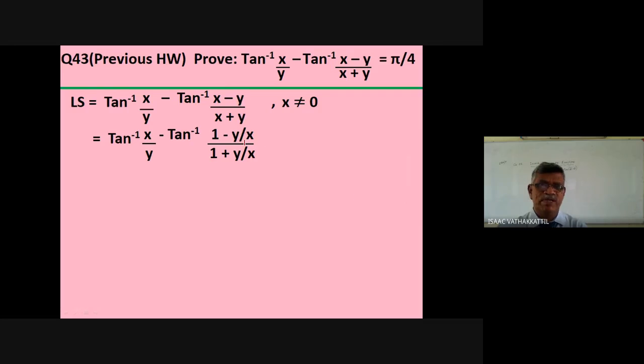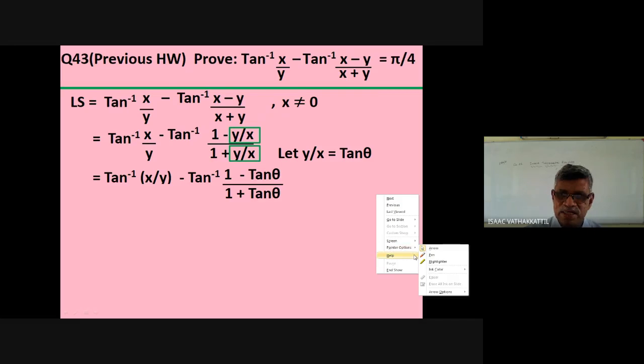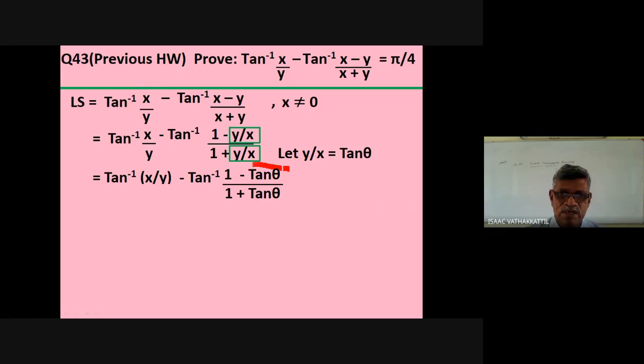Okay, so y by x, y by x. Now I am going to make a substitution that y by x equal to some tan theta. So this becomes, I am not touching the first term, tan inverse x by y, keeping as it is, minus tan inverse 1 minus tan theta upon 1 plus tan theta, if you put y by x equal to tan theta. What is tan inverse 1 minus tan theta upon 1 plus tan theta? Tell me what is this?